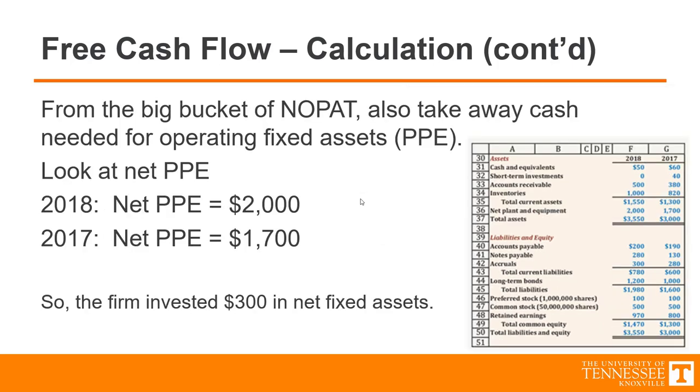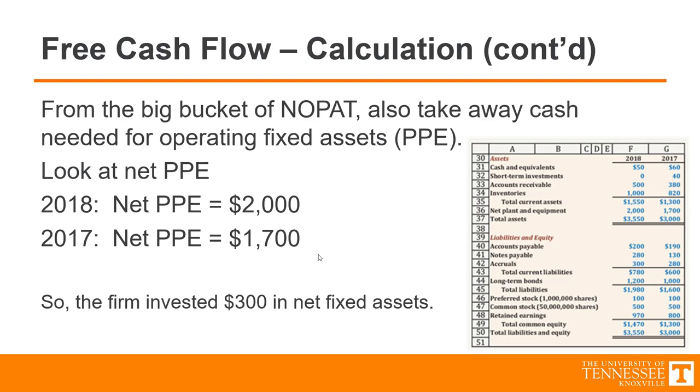So let's move on to property, plant, and equipment. In particular, we're going to look at the net property, plant, and equipment. In this case, we are focusing on the change from 2018 to 2017. If we look over here at 2018, the PP&E was 2,000. The net PP&E in 2017 was 1,700. Therefore, it's gone up by 300. Therefore, the firm has invested $300 in net fixed assets.